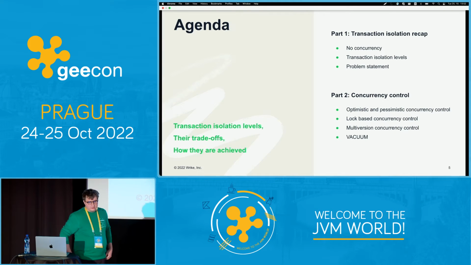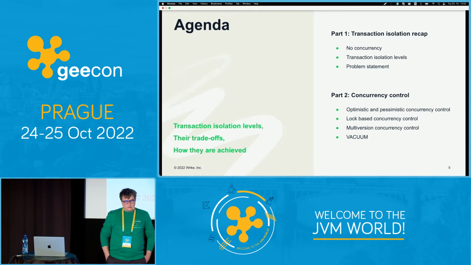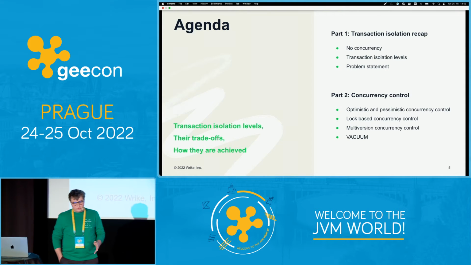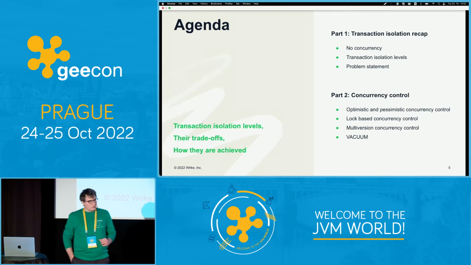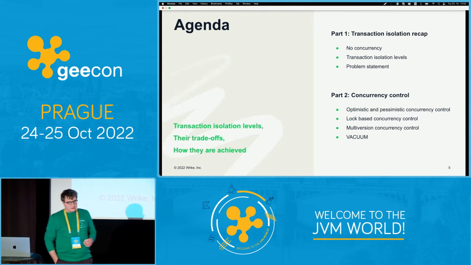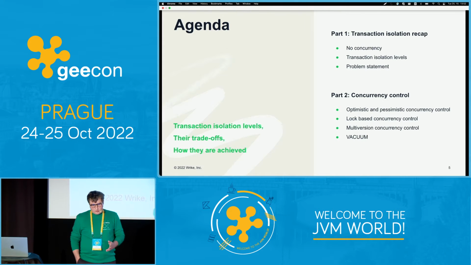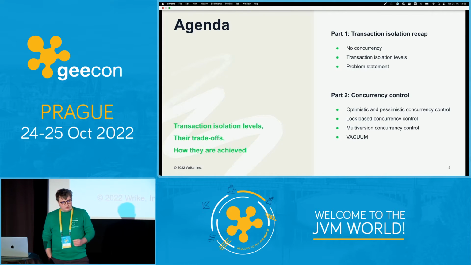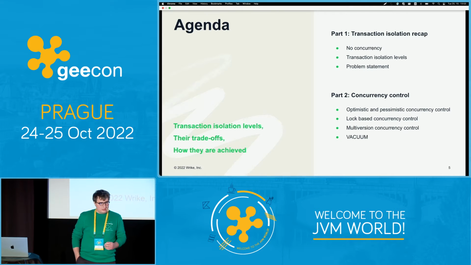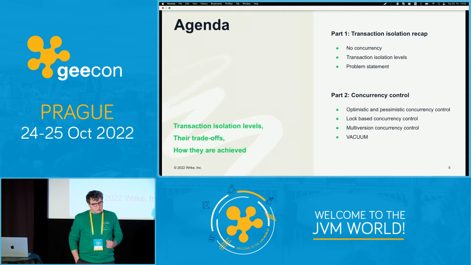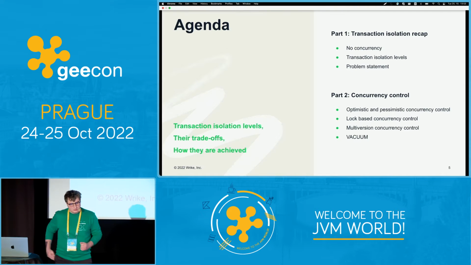So today's agenda. We'll take a look at transaction isolation. We'll recall what they are, what the trade-offs between them are, and then we will formulate the problem. In the second part, we'll talk about concurrency control. We'll recall optimistic and pessimistic concurrency control, and then we will dive into multi-version concurrency control. And at the end, we'll talk about vacuum.